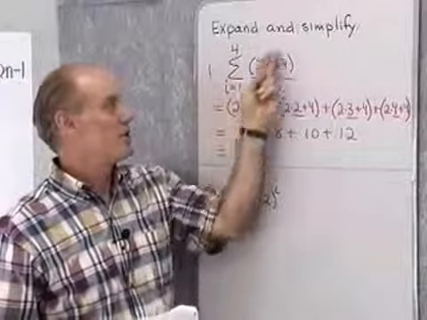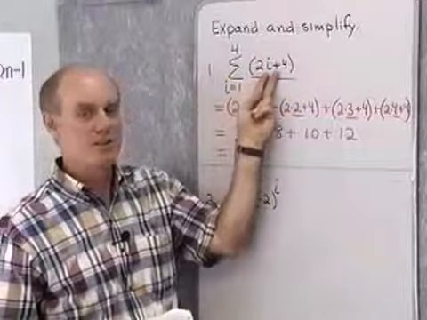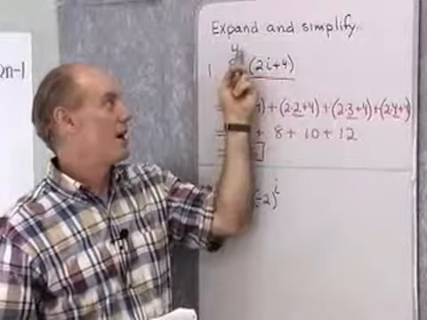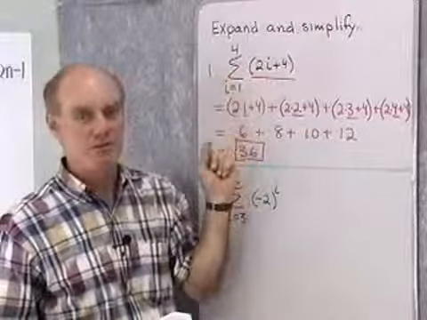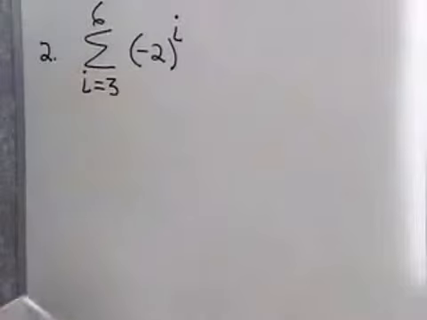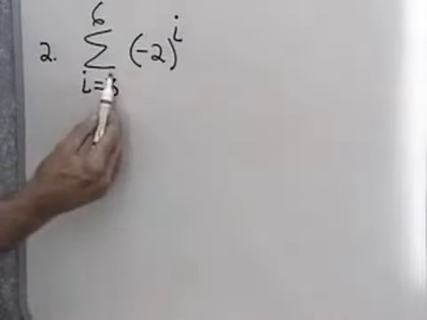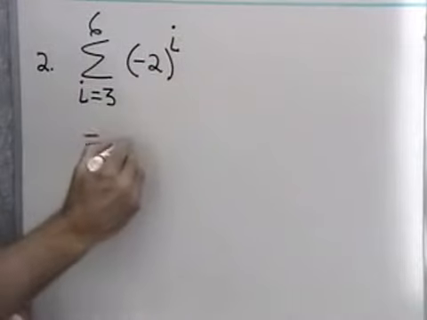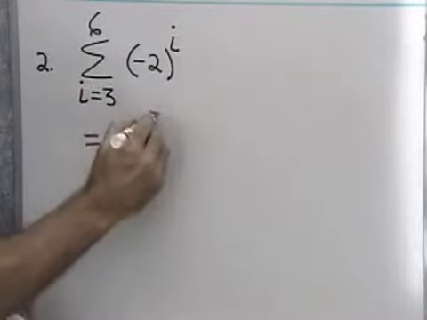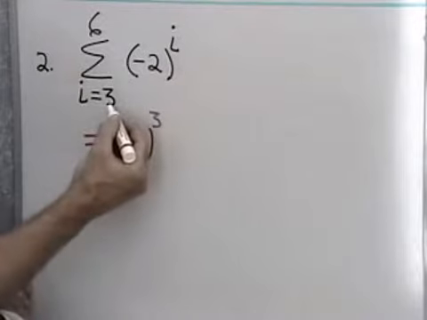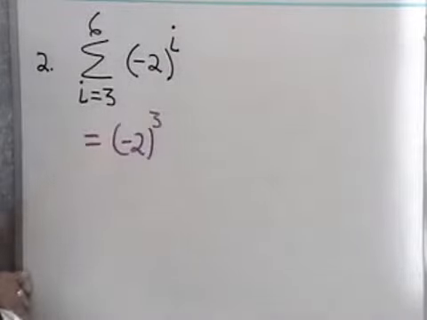So again, what this notation means is to take all the things that look like this and add them up, starting with i equals 1, going up to i equal 4, and including all the integer values of i between 1 and 4. Let's look at another example. I have the sum from i equal 3 up to 6 of negative 2 to the i. So this stands for negative 2 to the third. See, it's a little bit different than sequences in that we don't always start at 1. Sometimes we can start at 3 or 4 or 5, whatever we want.